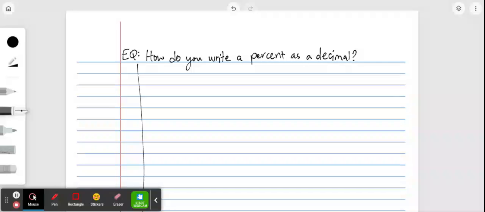All right, beautiful people. So this week we're talking about writing percents and decimals. So our central question today is, how do you write a percent as a decimal?